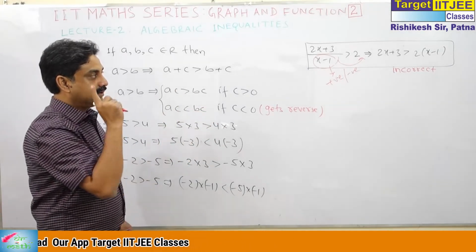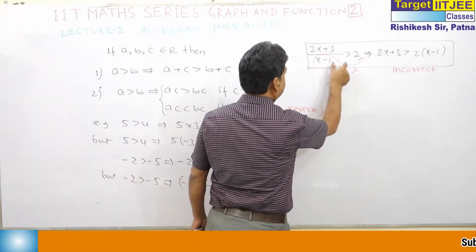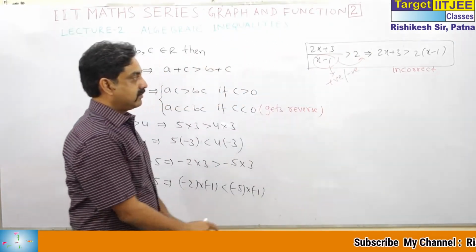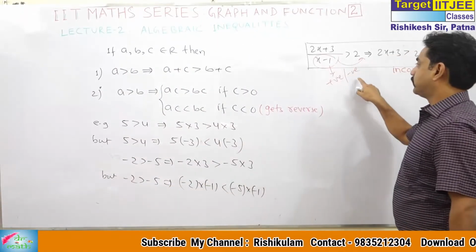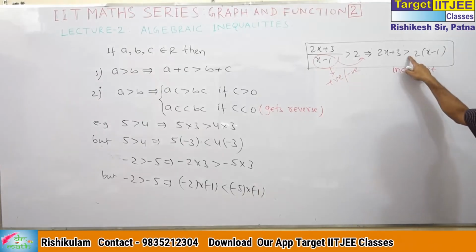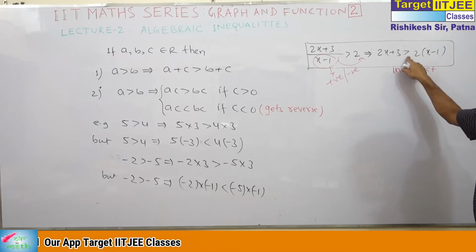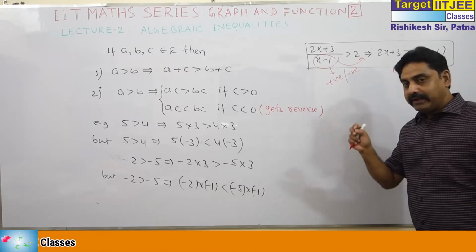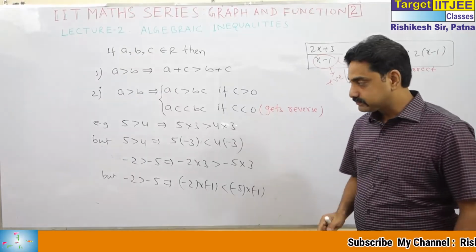But keep one point in mind: in this type of situation we cannot multiply by x minus 1, because we do not know whether it is negative or positive. If it is positive, this is true. If it is negative, the sign reverses to less than. So we can do it in two cases, but there is one very simple way that I will discuss later.